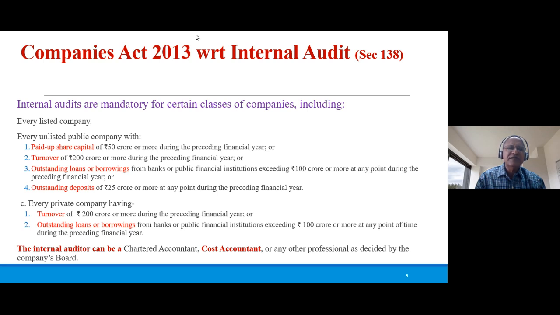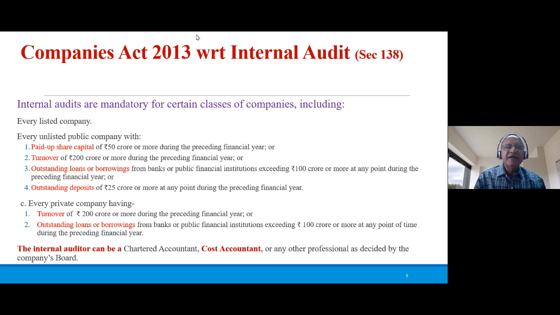No questions asked whether it is paid up share capital limit, turnover limit, loans and borrowing limit, outstanding deposits limits, nothing to be worried about. If it is a listed company, straight away internal audit is mandatory. If it is an unlisted company, any of these four: paid up share capital 50 crores and above, turnover 200 crores and above, outstanding loans and borrowings 100 crores and above, outstanding deposits 25 crores and above. It is not all, it is any of this.